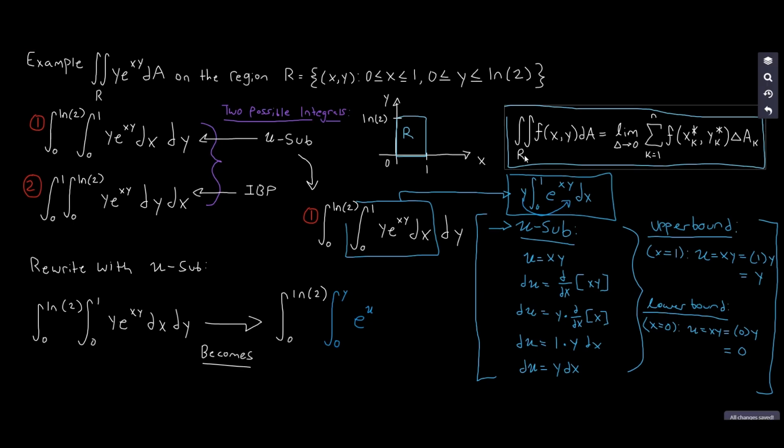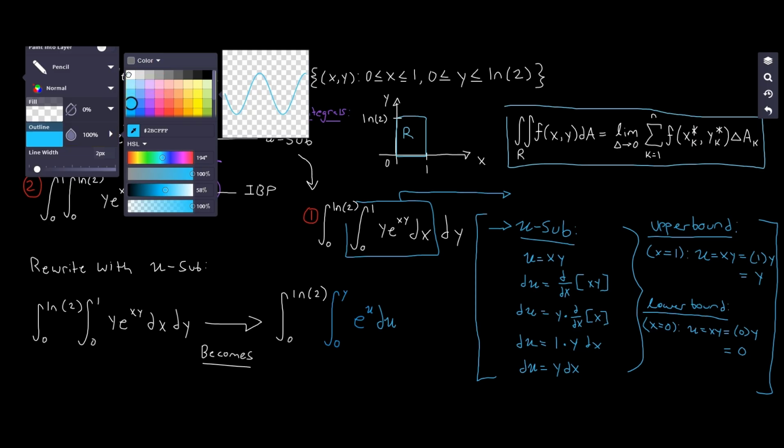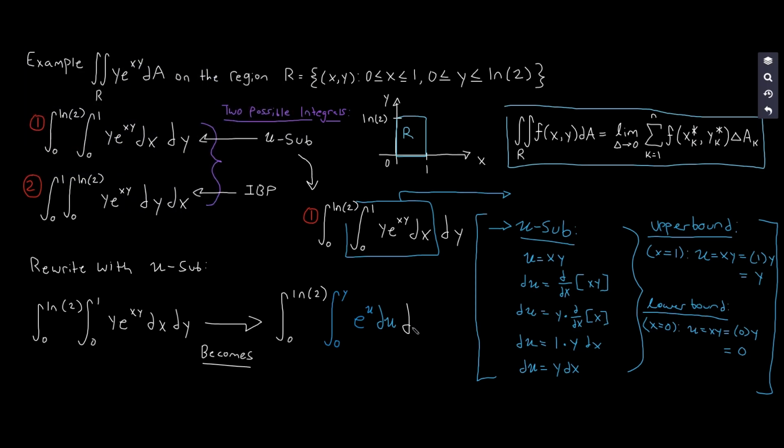I don't even know why I wrote that. This was my mistake. We're going to leave it like this because we need it like that. We need it like that because we want that y dx, right? Y dx equals du. So now we can integrate this. E raised to the power of u can be integrated fairly easily. So e raised to the power of u, integration with respect to u, and on the end of that, we're going to have dy.